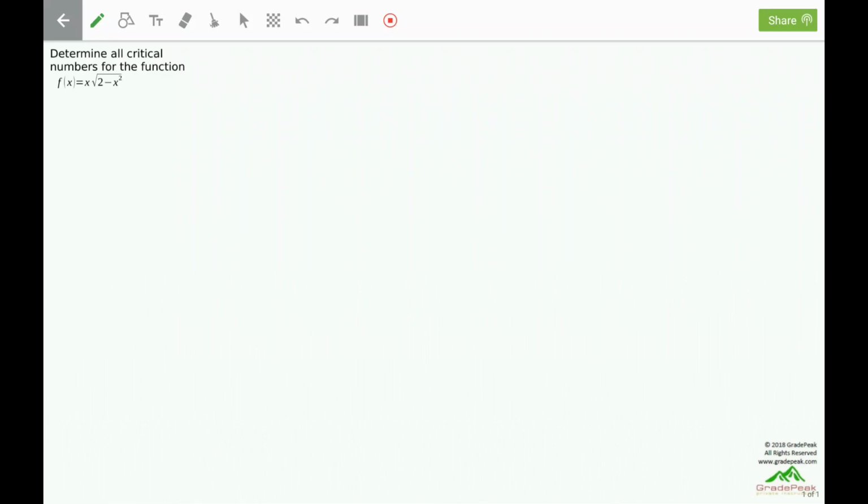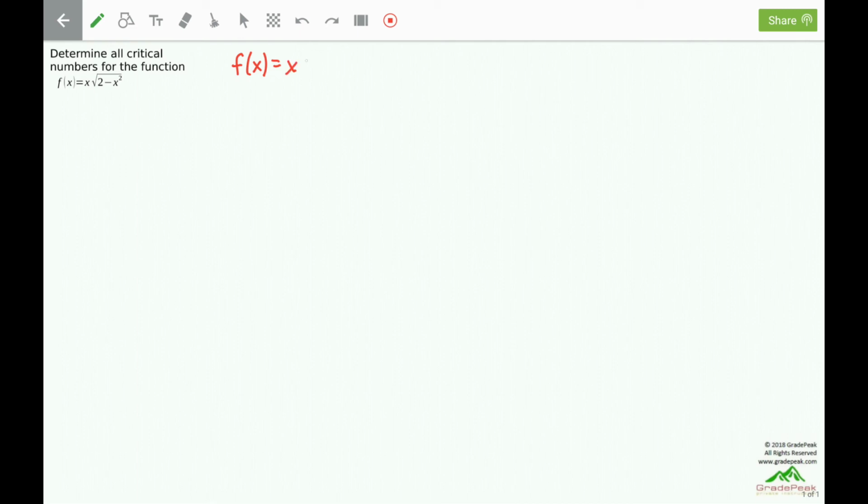Determine all critical numbers for the function f of x equals x times the square root of 2 minus x squared. Critical numbers are the x values that make the numerator and the denominator of the derivative equal to 0 and are in the domain of the function. The first thing to do is find the domain.